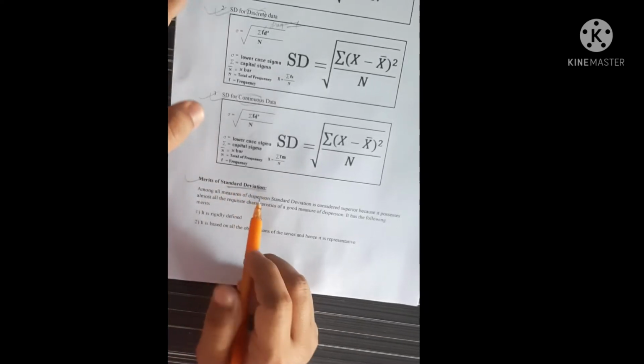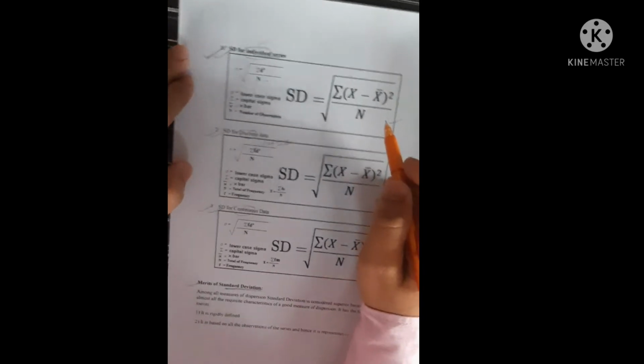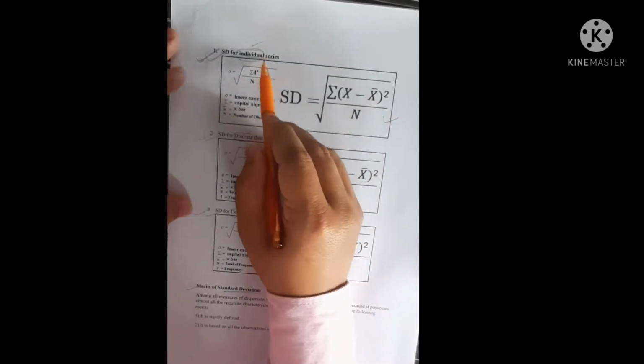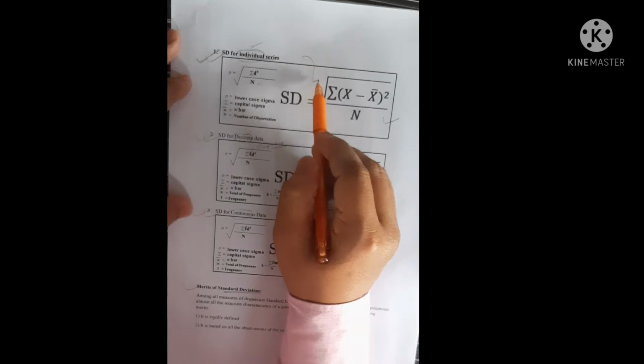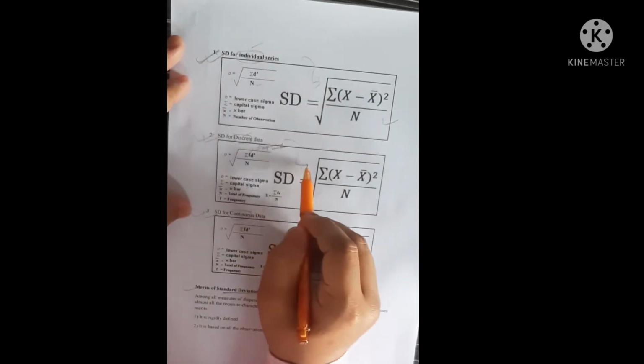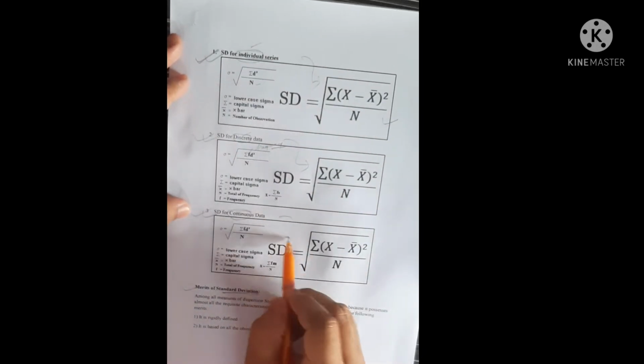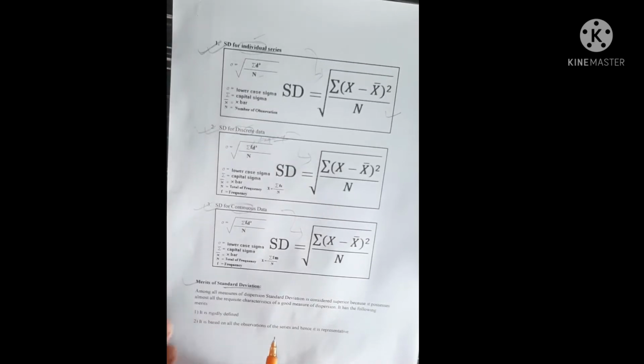Now we will see the next part, that is the merit of standard deviation. We will apply all these formulas: for an individual data series we apply this one, for discrete data we apply this one, and for a continuous data series we have to apply this one.